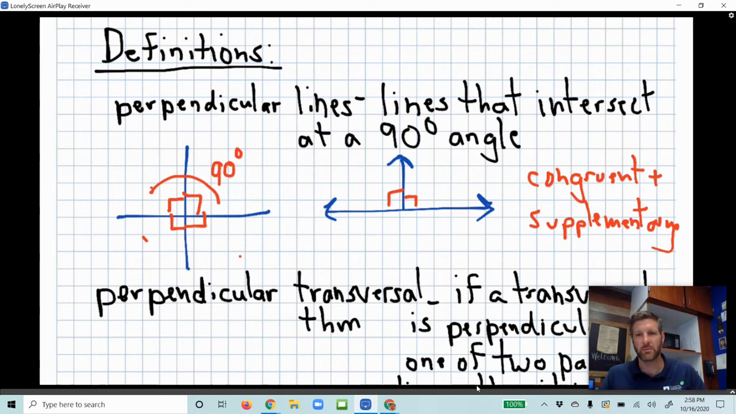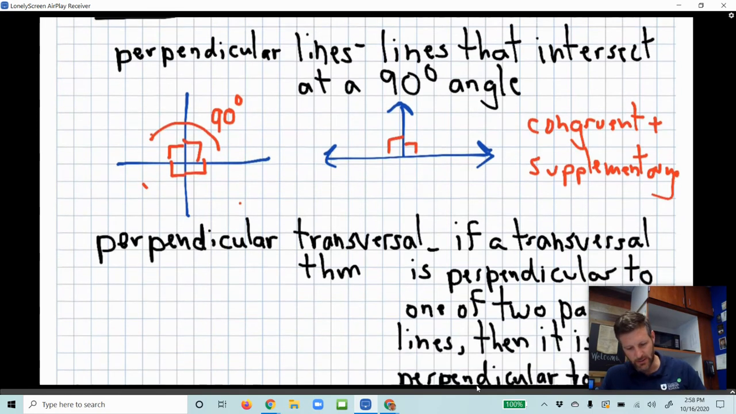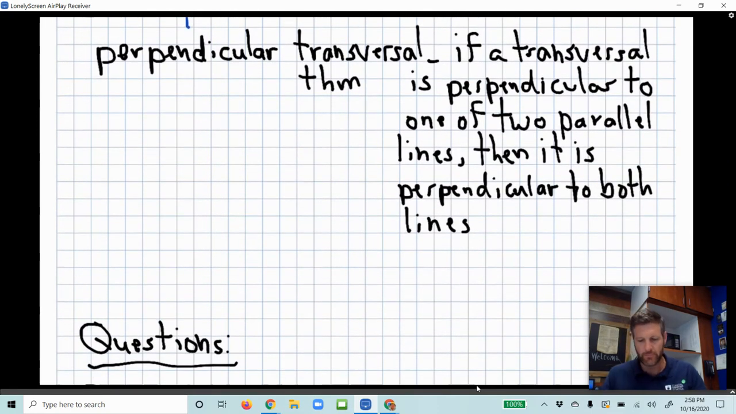That's one of the implications of perpendicular lines, that what you've created are two angles that are congruent to each other, they're always the same, and they're always supplementary. They add up to 180. Okay, so perpendicular lines. Let's see, what else do we need to look at? Let's apply it to transversals.